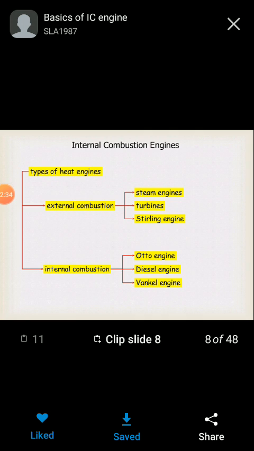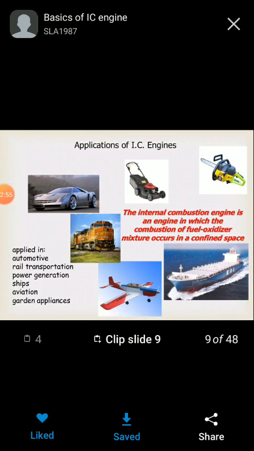The engines are classified as follows. External combustion engines are classified into 3 categories: steam engines, turbines and Stirling engines. Internal combustion engines are also classified into 3 categories: Otto engine, diesel engine and Wankel engine. An internal combustion engine is an engine in which the combustion of the fuel-oxidizer mixture occurs in a confined space. It is applied in automotive, rail transportation, power generation, ships, aviation and garden appliances.